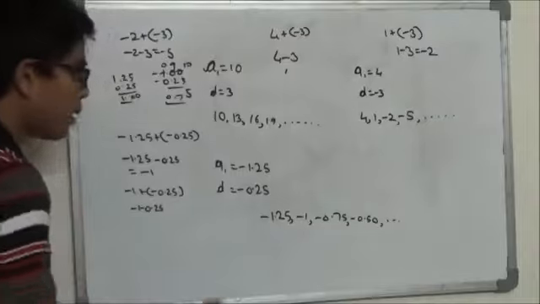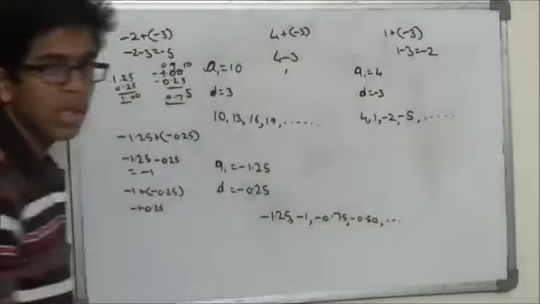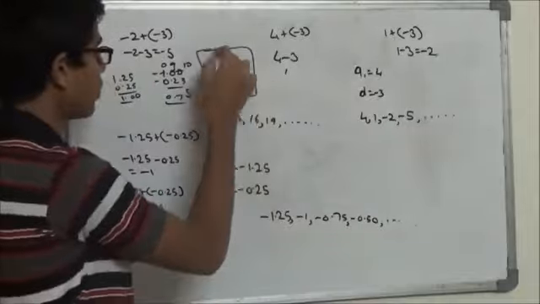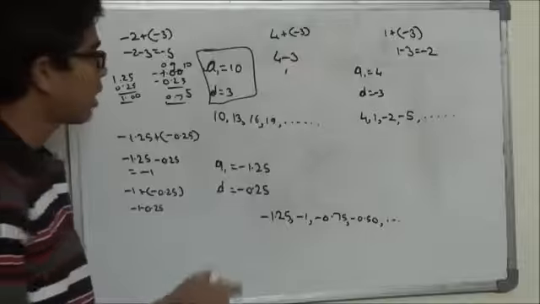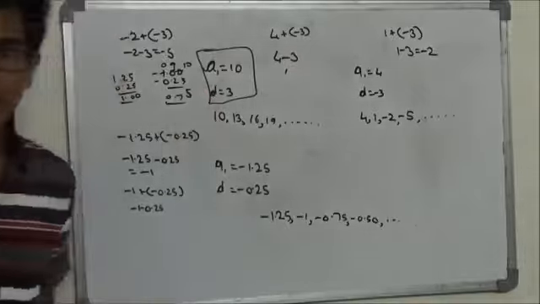So this is the required AP. Minus 1.25, minus 1, minus 0.75, minus 0.50 and it goes on. So these are the problems. These are type of problems in which the first term of the AP is given and the common difference too, and we have to find the AP.